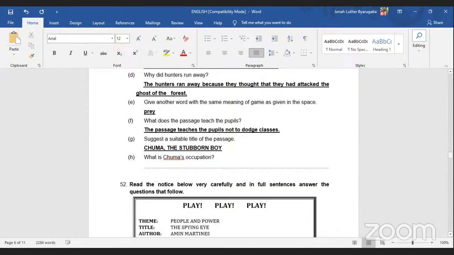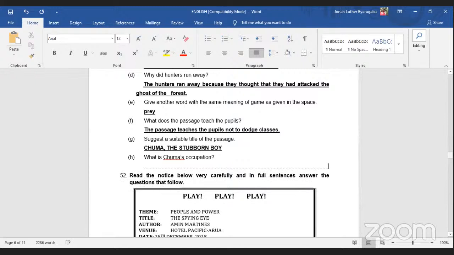So it is just to analyze paragraph by paragraph, looking for the main ideas. First, he doesn't want to go to school. Second, he eats his break before break time. Third, he hides. So the main idea is about Chuma, the stubborn boy. Let's get to H.